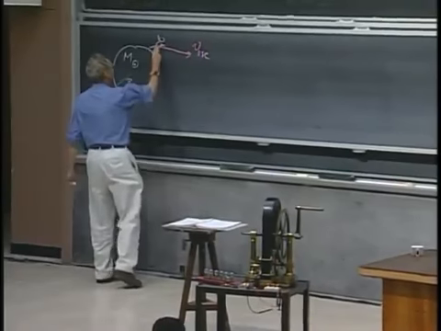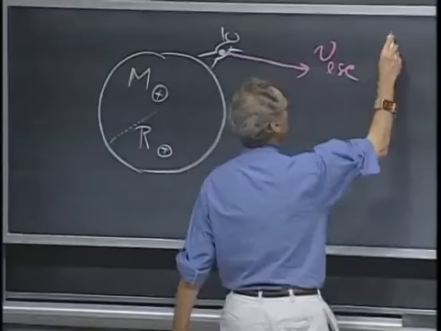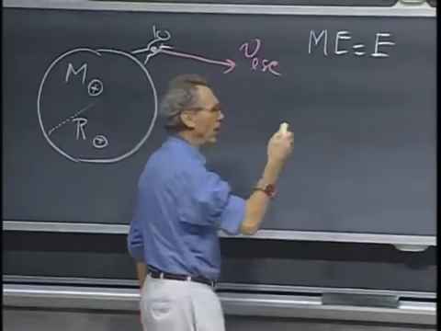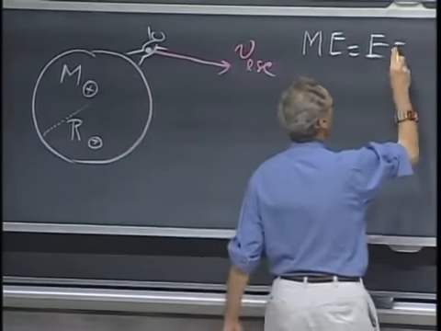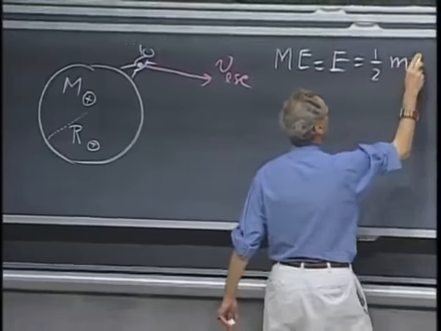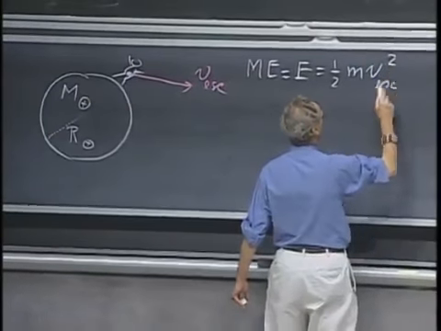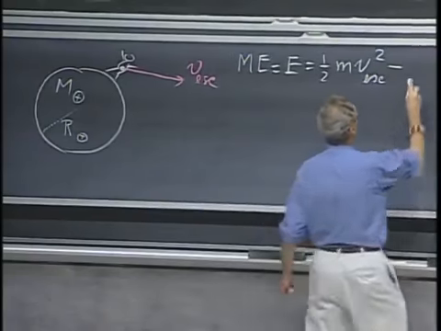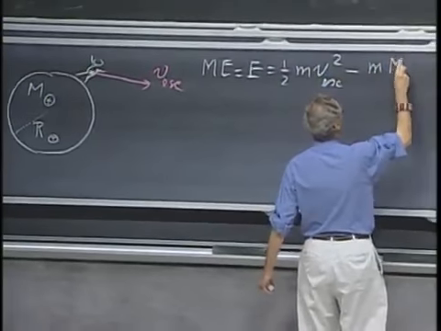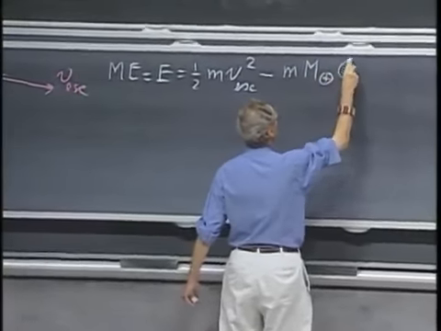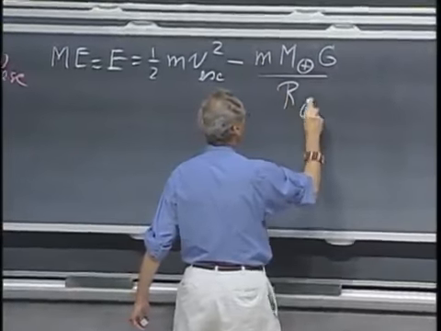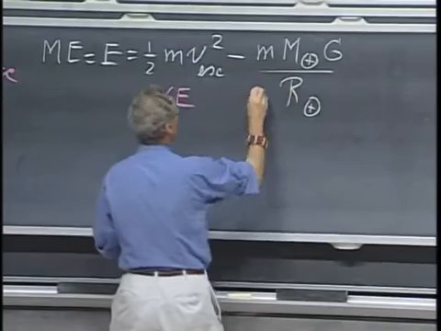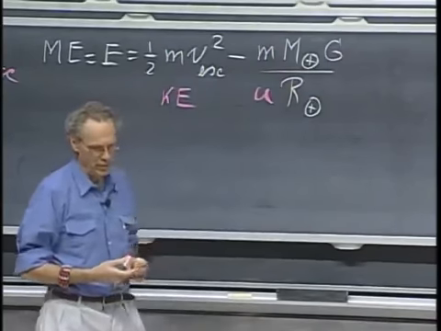Well, when you're standing here and you have that speed, your mechanical energy, which we often simply call E, the total energy, is the sum of your kinetic energy, this is your mass, this is your escape velocity squared, plus the potential energy, and the potential energy equals minus m Earth g divided by the radius of the Earth. So this is your kinetic energy, and this is your potential energy, always negative, as we discussed before.